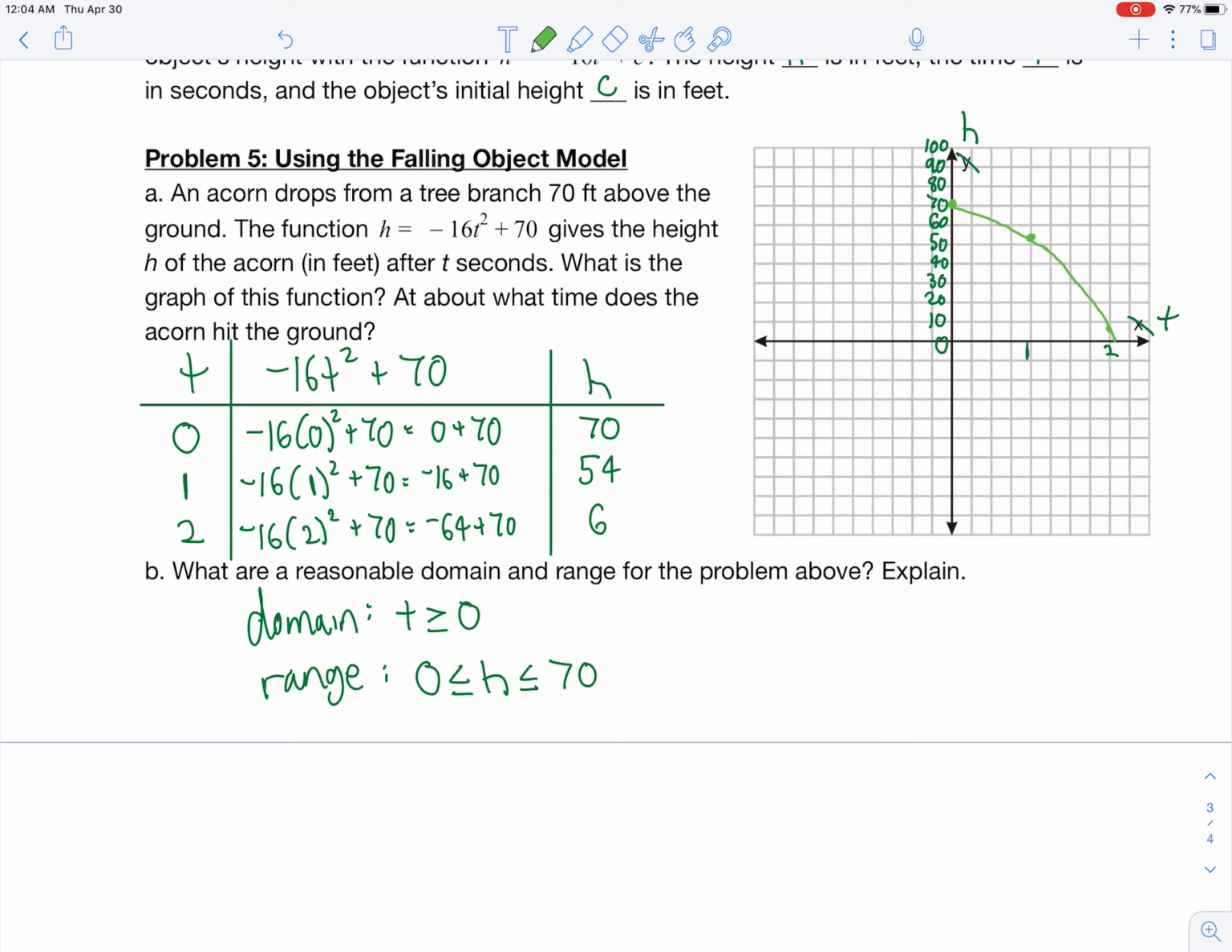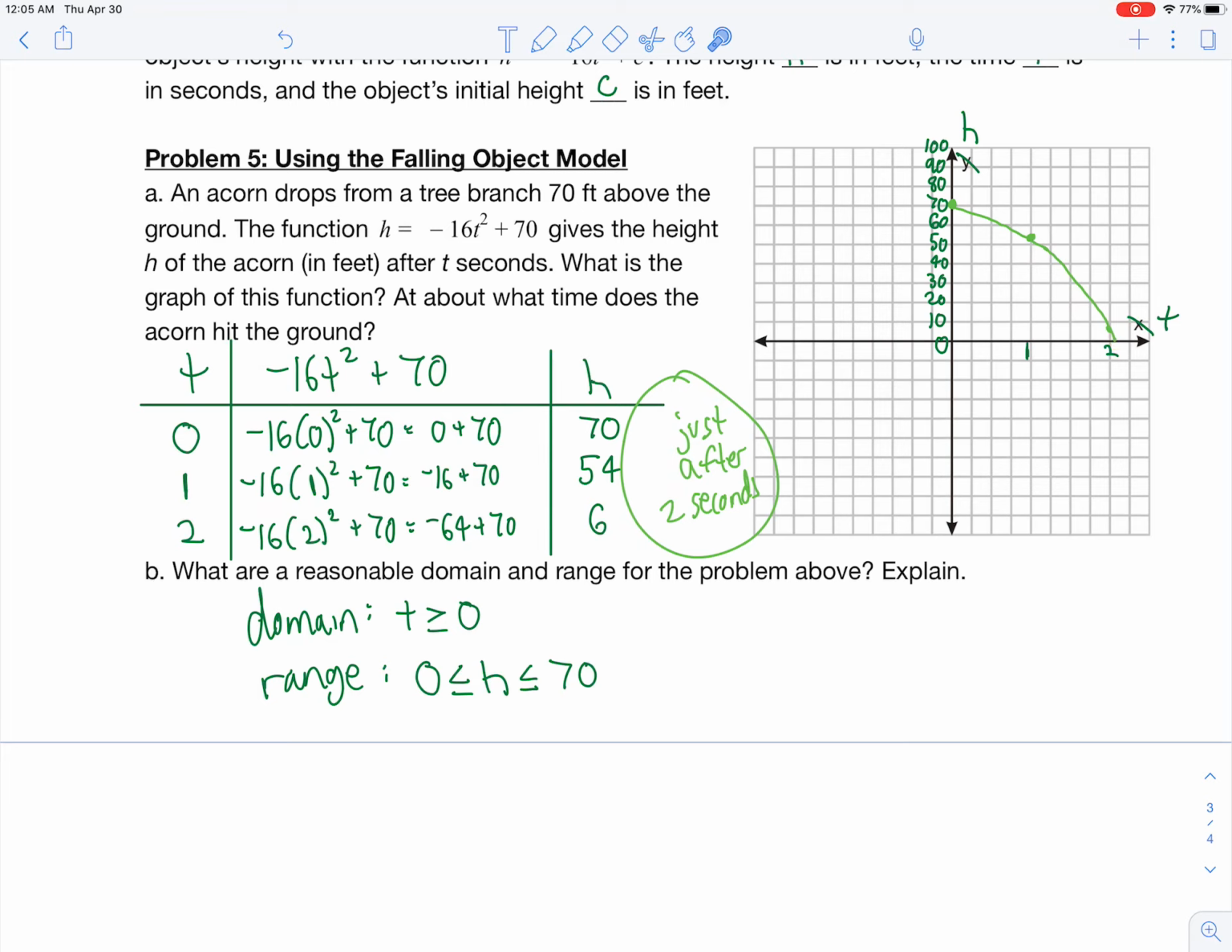So if we're actually using the graph to estimate at what time the acorn hits the ground, all I'm going to answer here is something like just after 2 seconds. Because from my graph, I saw that at 2 seconds, we were at a height of 6. When I was just a little bit after that, we're at a height of 0. Again, a height of 0 is representing that acorn actually hitting the ground. So we're modeling the path of that acorn. It starts from a height of 70 for our branch. It's falling, and at 1 second, it's at 54 feet. But over the next second, it falls faster and faster. I'm at 6 feet after 2 seconds. And a little bit after that, I've hit the ground because I'm at a height of 0.